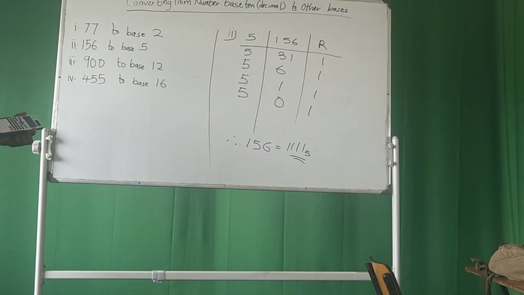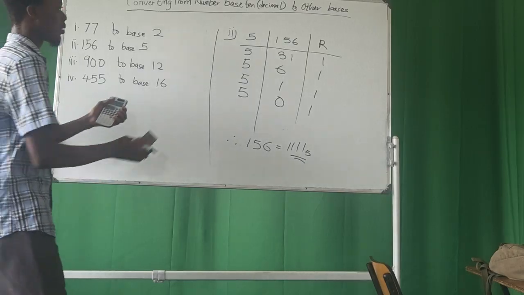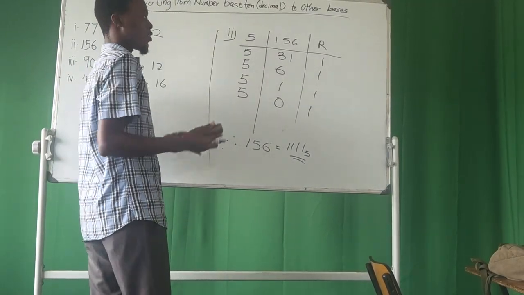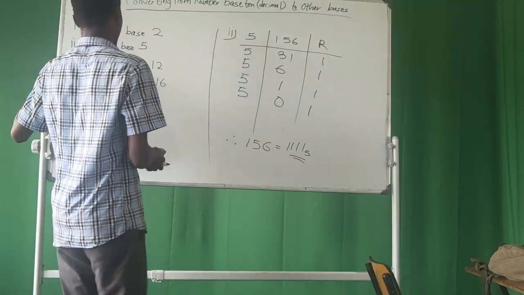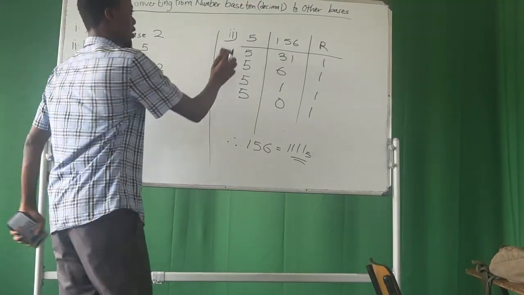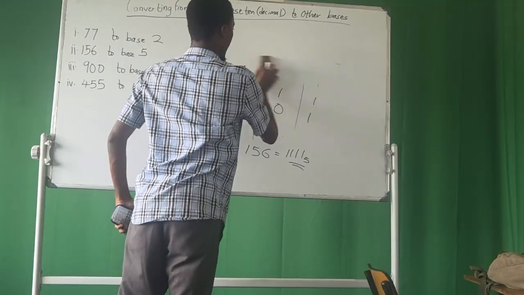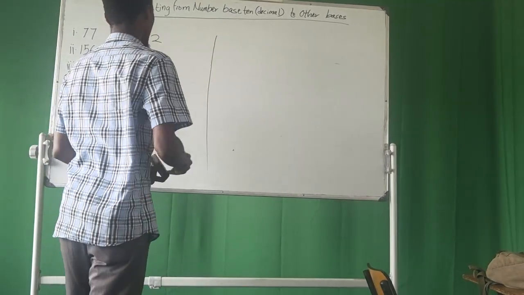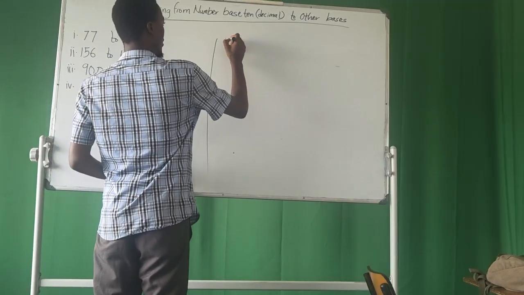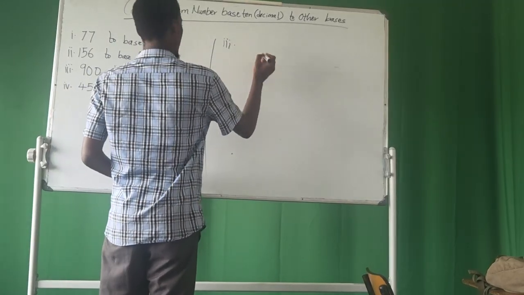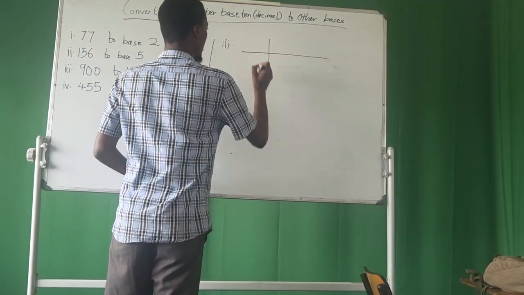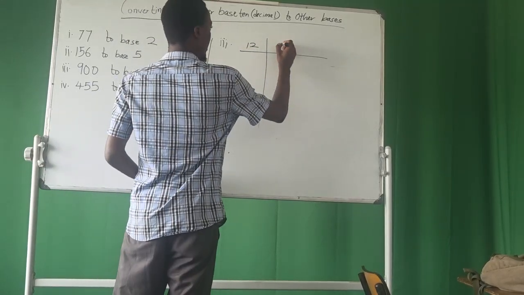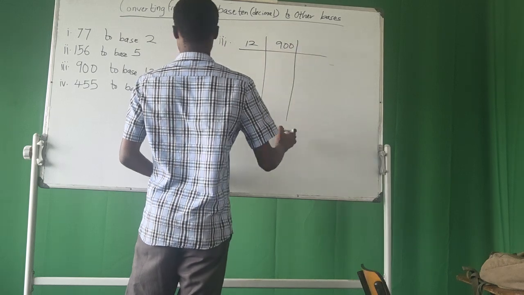So now let's go to base 12 and base 16. Before I continue, you can also try your hands on it before you go over. So let's do the one for base 12. We have our table. So to the base of 12, 900.